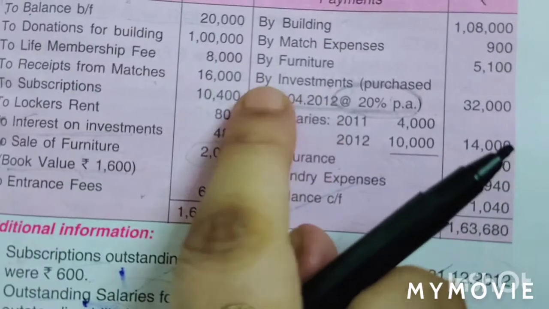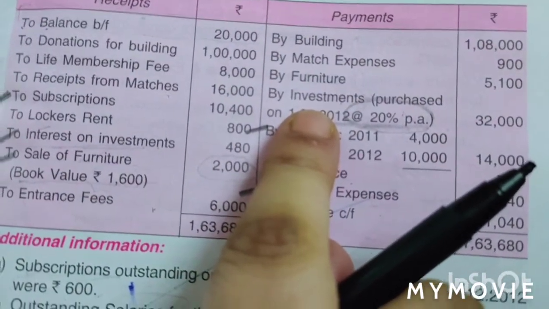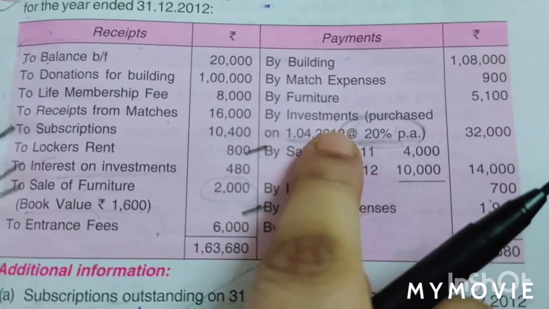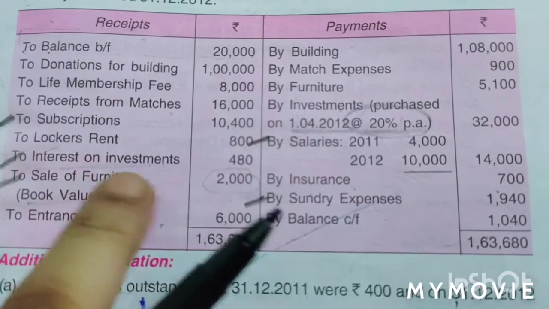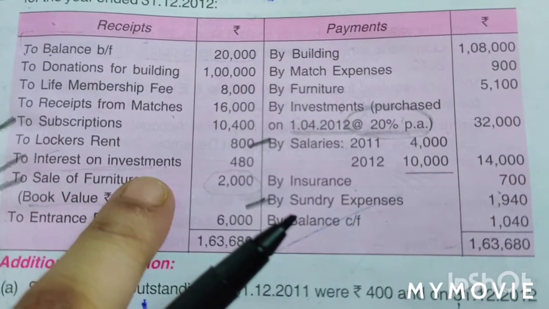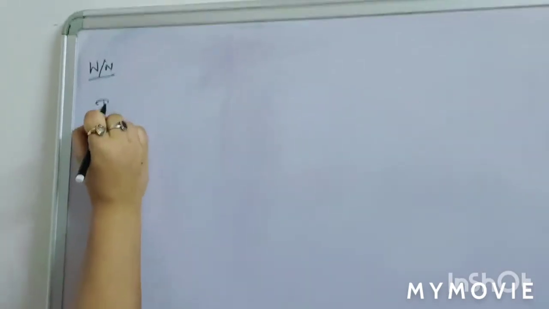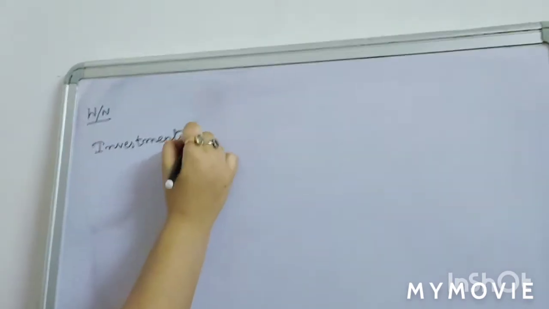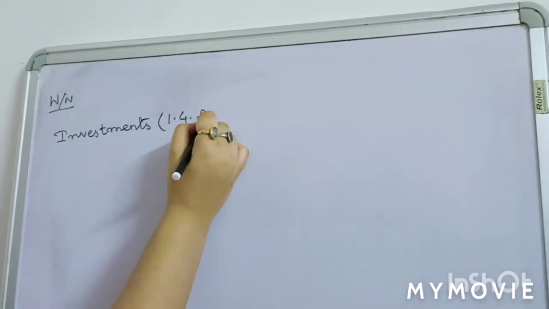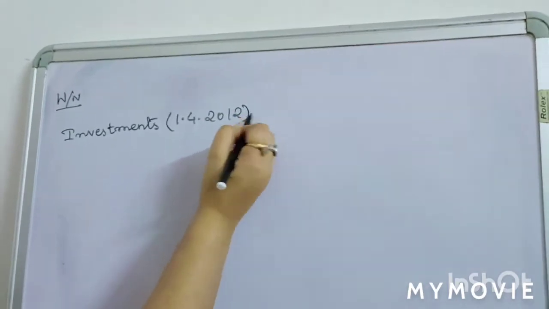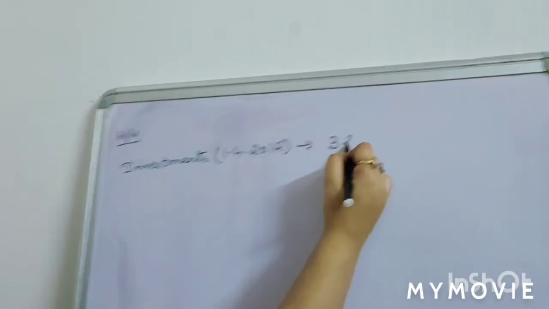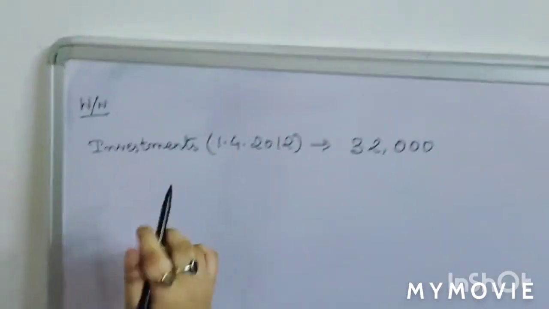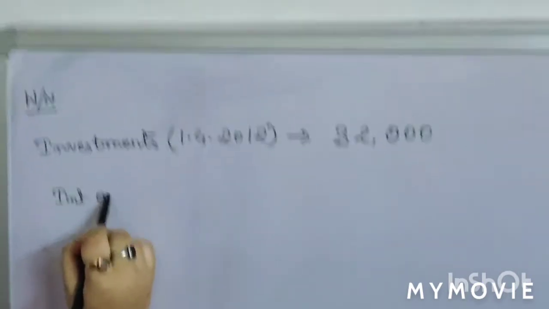Next, investments. Now investment is not an item of income and expenditure, but as I told you that the rate of interest mentioned with it will indicate adjustment in interest on investment. So we have to do one working note for this. Now investments, when we have purchased the investment on 1st April 2012. So that means how much is the price? 32,000. The value of investment is 32,000. Now see, interest on investment.